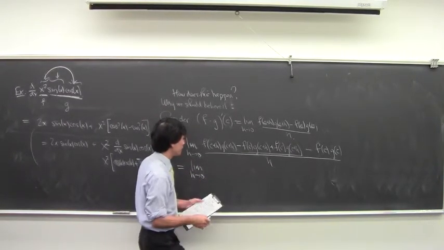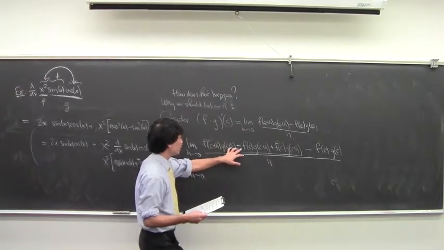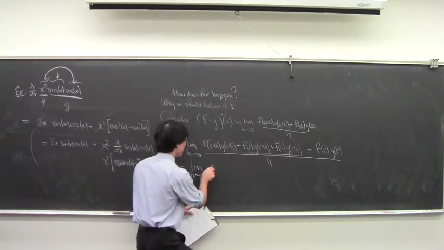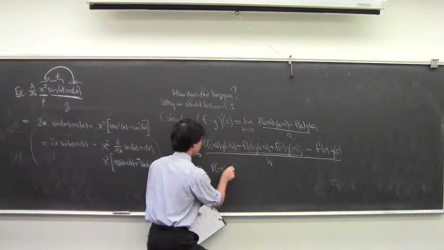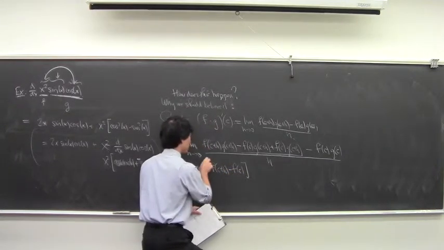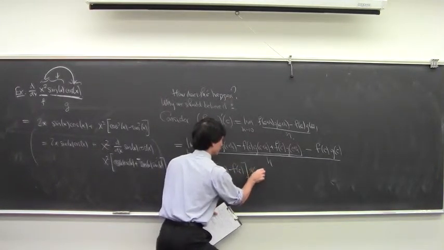Okay. So now look at this thing. What do you see? f of c plus h minus f of c times g of c plus h.